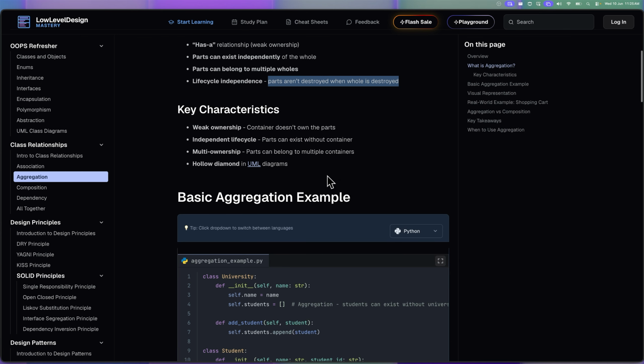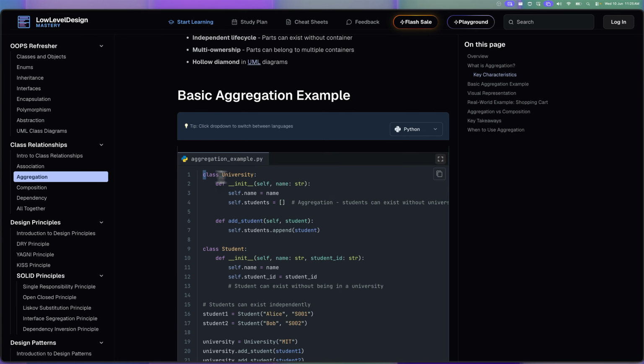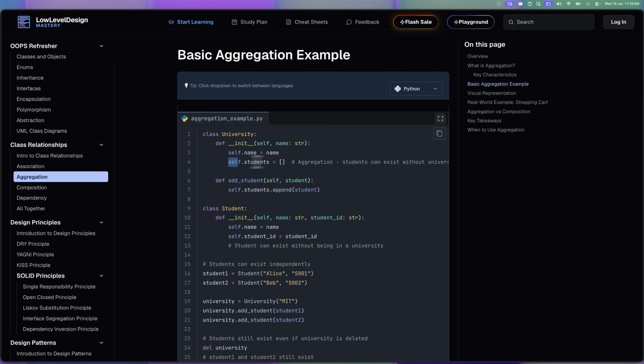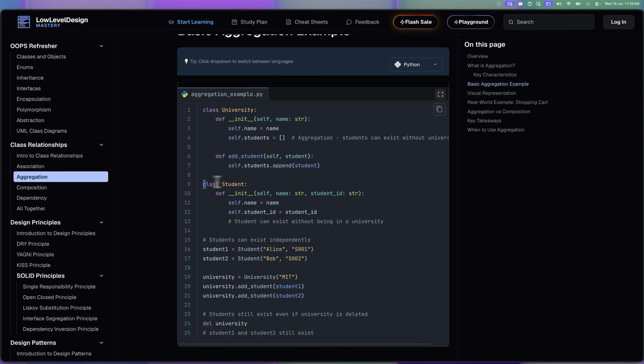Let's take another example. Let's say you have a university class. A university has students, and you have a method which says add student. And as usual you have a student class, and a student has a name and a student ID.